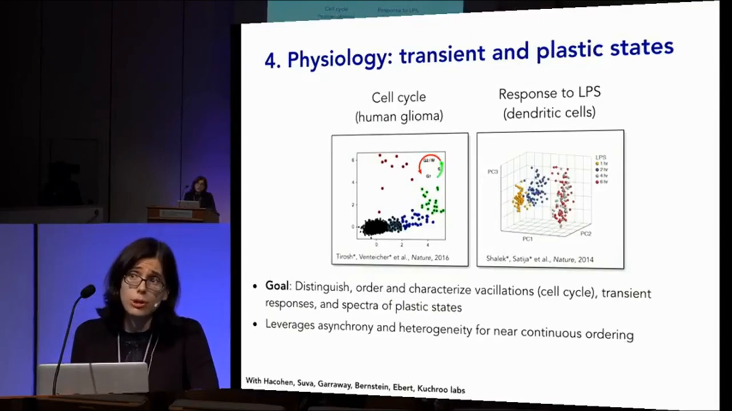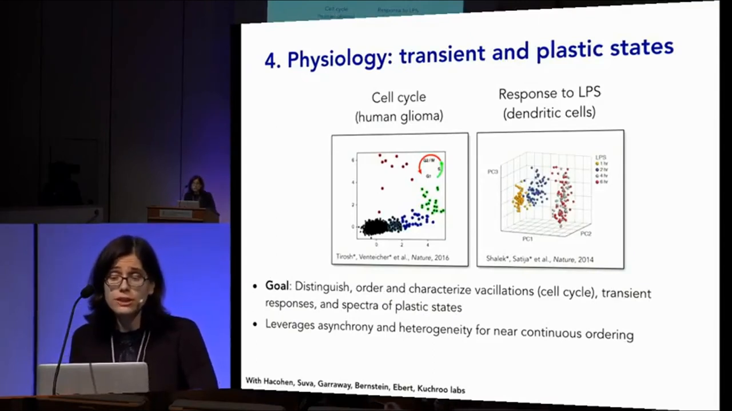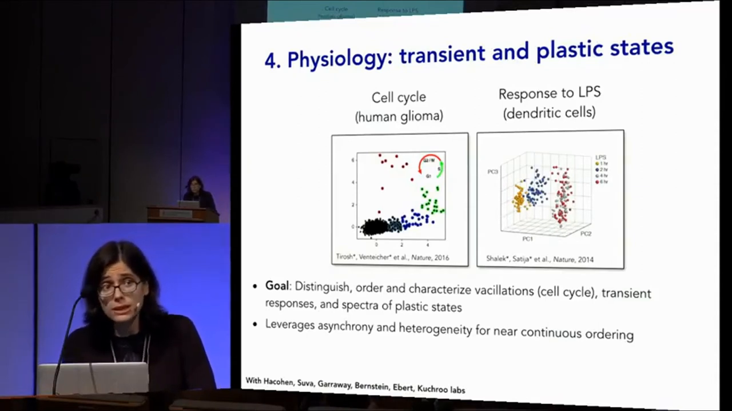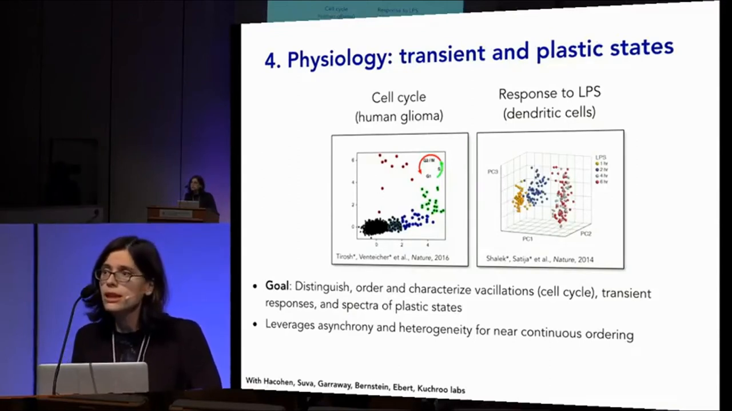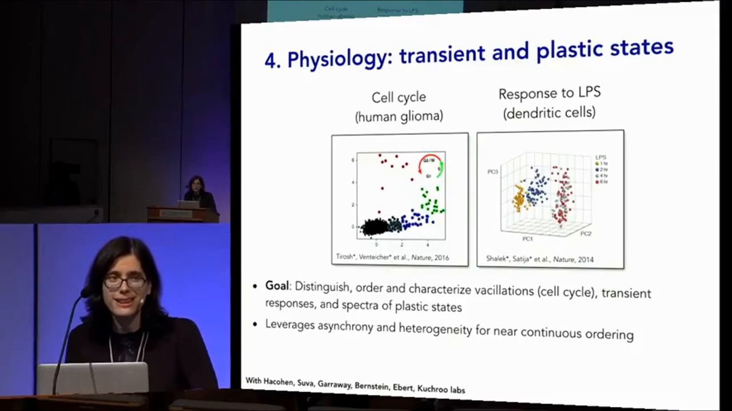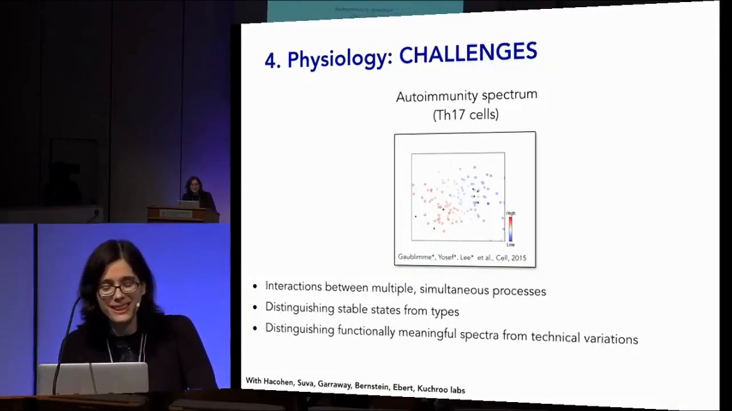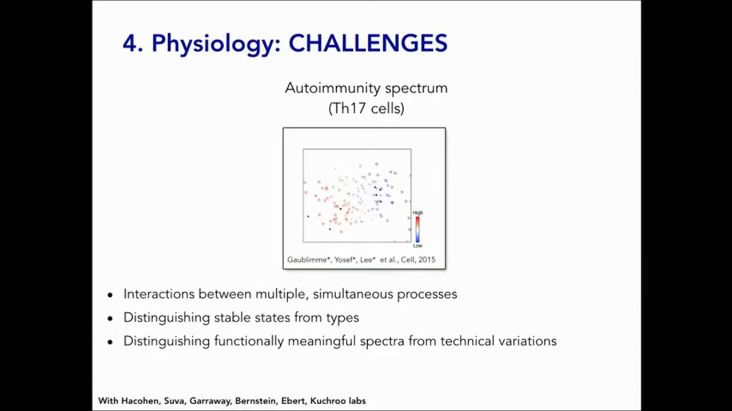There are additional dynamical processes that cells go through. All those physiological processes, from vacillations like the cell cycle to one-time directed responses like the response to pathogen or nutrition. We need to be able to distinguish and order and characterize these processes as well. And again, here we're leveraging asynchrony instead of fighting against it. But there are challenges. There are interactions between multiple simultaneous processes. At any given moment in time, the cell might sense the food that it has, the pathogens that are around it, and where it is in the cell cycle. And these processes are partly independent from each other, but not wholly independent from each other.